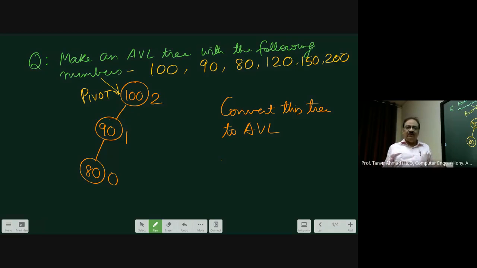But in some other cases, you will see that there could be 2 or more nodes which have a balance factor of 2 or minus 2. At that moment, you have to take that node which is nearest to the node where you have inserted. Therefore, you only do it at the place where that node is the nearest to the node where you attached.